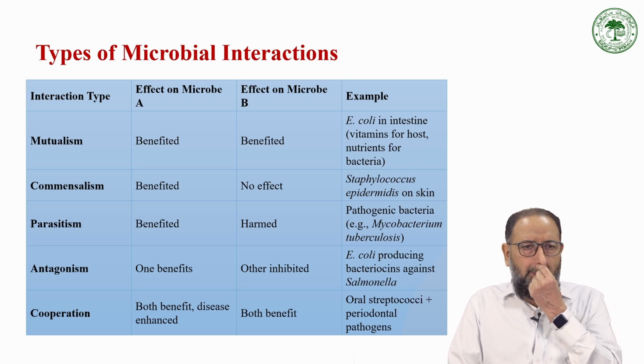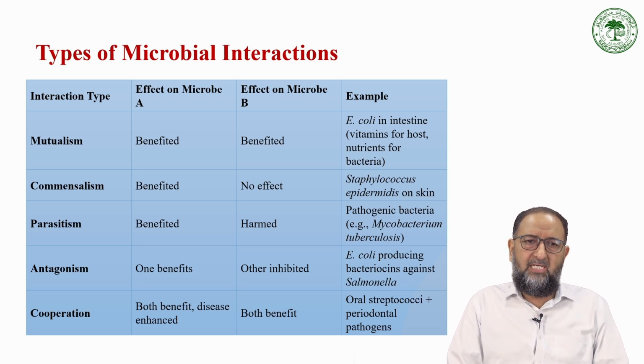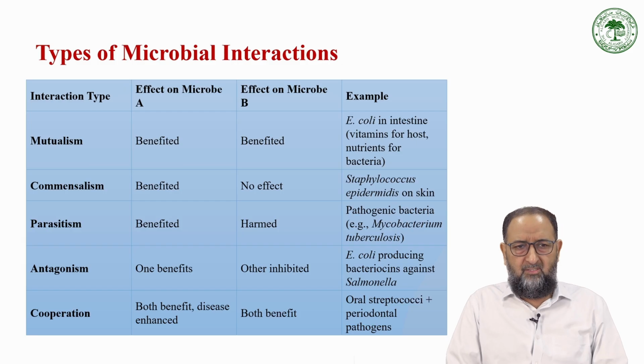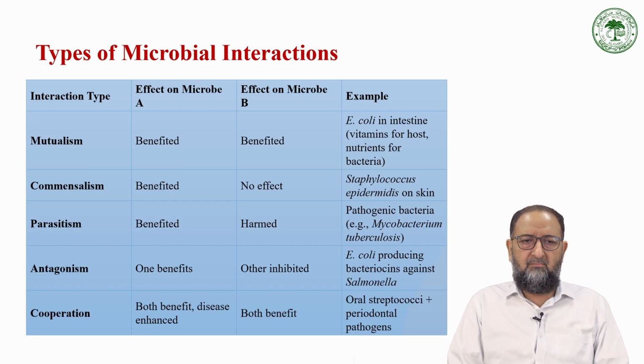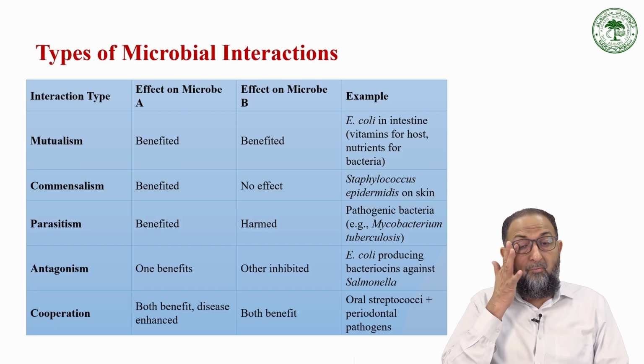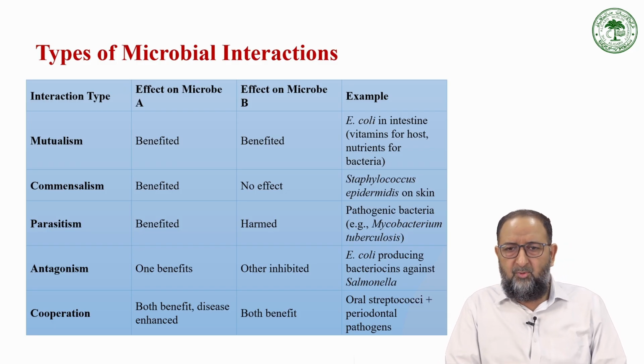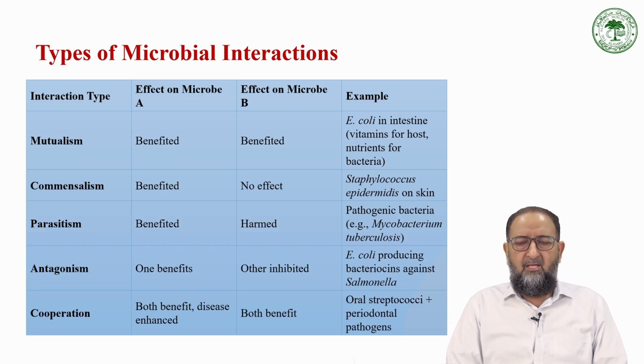Now in the case of commensalism, one of the organisms is benefited and the other has no effect, right? Whereas in parasitism, one of the organisms is benefited but the other is harmed. For example, pathogenic bacteria, Mycobacterium tuberculosis, Mycobacterium leprae, various fungi, various viruses and so on. Parasitism is benefited and harmed, and then antagonism. In antagonism, one benefits and the other is inhibited.